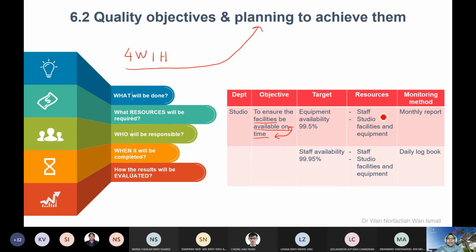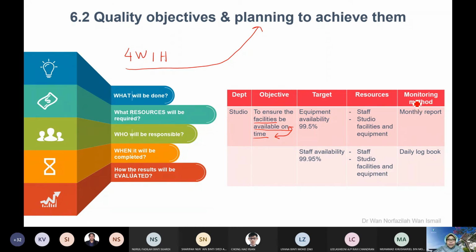Okay, resources. What resources are involved in the studio to ensure the facilities are available on time? First, staff, to handle the equipment and to communicate with the customer. Another one is studio facilities and equipment. This one is for equipment availability. For staff availability, also staff and studio facilities and equipment, right?